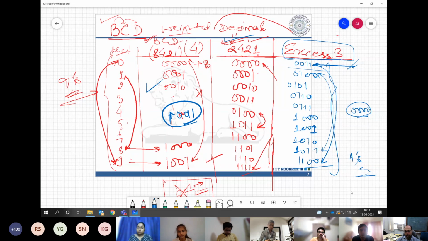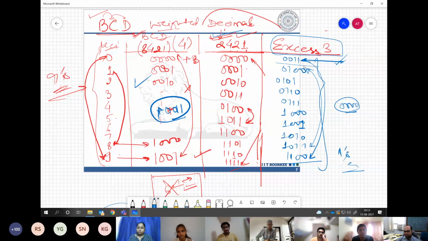Similarly, we can have another number system which is XS3, where we simply add 0011 to the natural BCD, the 8421 weightage BCD, and whatever number is generated, we assign it to that corresponding decimal number.